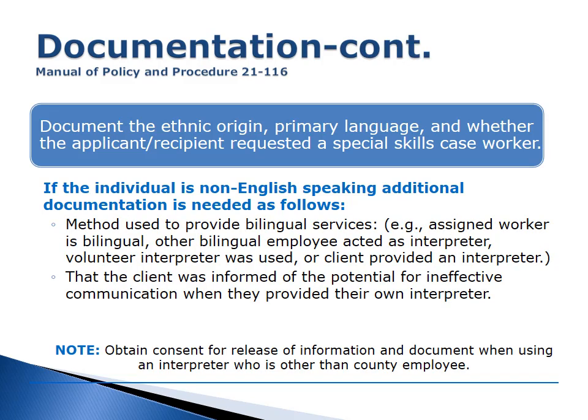The social worker should also document the method used to provide bilingual services. For example, the assigned worker is bilingual, another bilingual employee acted as an interpreter, a volunteer interpreter was used, or the client provided an interpreter. You should also document that the client was informed of the potential for ineffective communication when they provided their own interpreter. Please note, obtain a consent for release of information and document when using an interpreter who is other than a county employee.